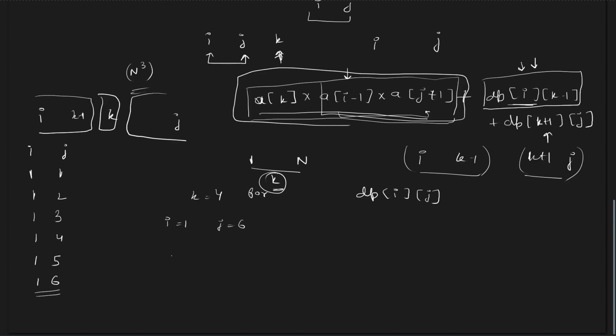Can we compute our answer for this? The answer is no, because to compute this particular value, 1 to 6, if I have chosen k equal to 4, I already need to know the answer for 1 to 3 and 5 to 6, but I have not computed it yet. I have computed 1 to 3, but I have not computed 5 to 6. So this is the wrong approach for I to j to work.